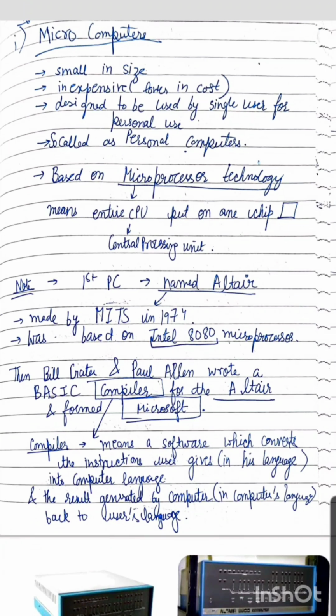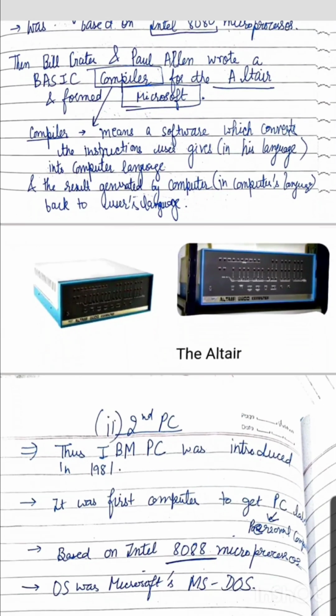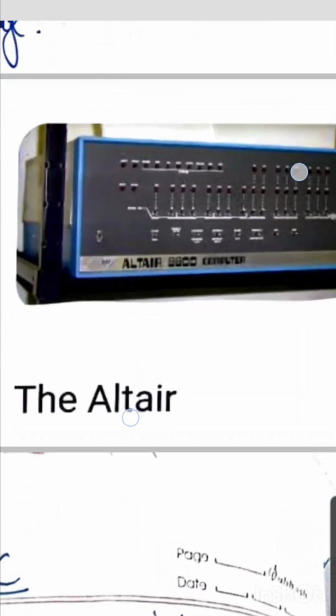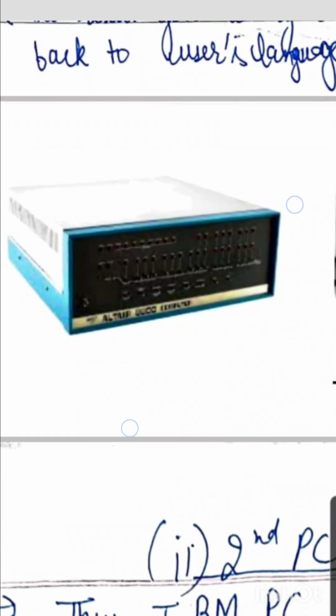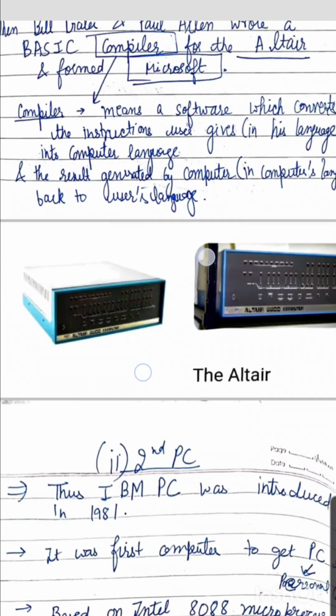So what is a compiler? Basically, a computer understands only the language of 0 and 1, which is called binary language. The Altair also understood only binary. So they created a compiler which could convert what the user wants to say into computer language and what result the computer gave into user language. And they formed Microsoft. So this is Altair, the first personal computer which was created.